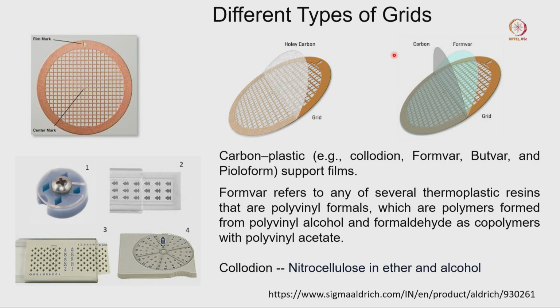For room temperature TEM, we are mostly using carbon coated, continuous carbon coated grids. Here we are showing a holey carbon grid. Different types of holey carbon grids are possible, or lacey carbon grid is also possible, which we are using for cryo. In the next class, when we discuss cryo sample preparation, we will talk about this one.